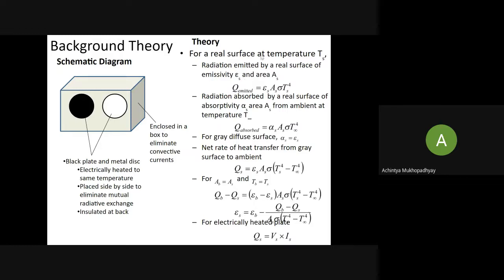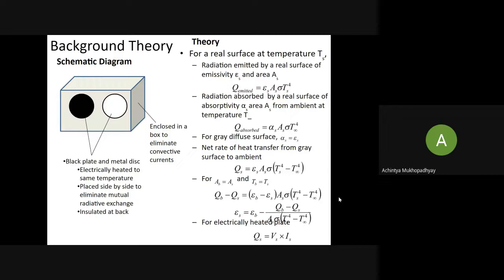Now if we come to the real surface, even if it is maintained at the same temperature, it would not emit as much energy as the black surface. The ratio of the two emissions from the two surfaces is what emissivity is all about. Here we are talking about the emissivity averaged over all directions and all wavelengths. That is what we call the hemispherical total emissivity, and that's what we are measuring.